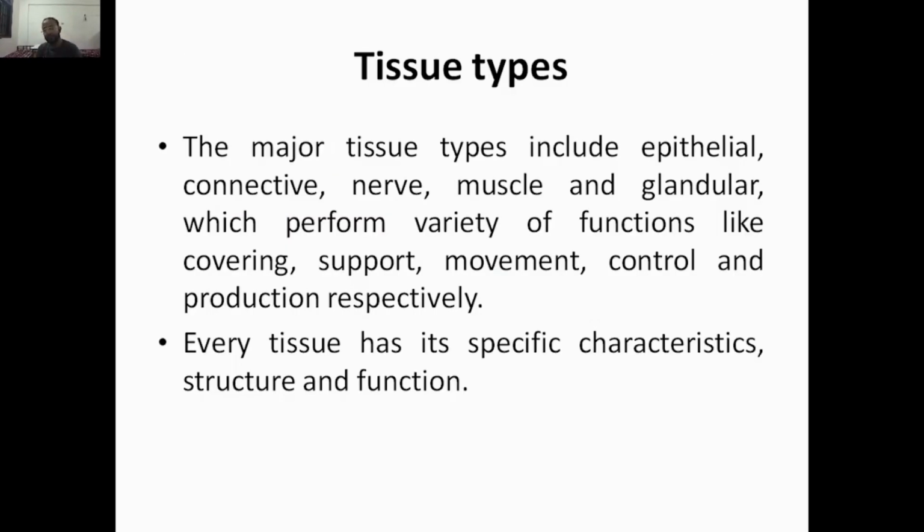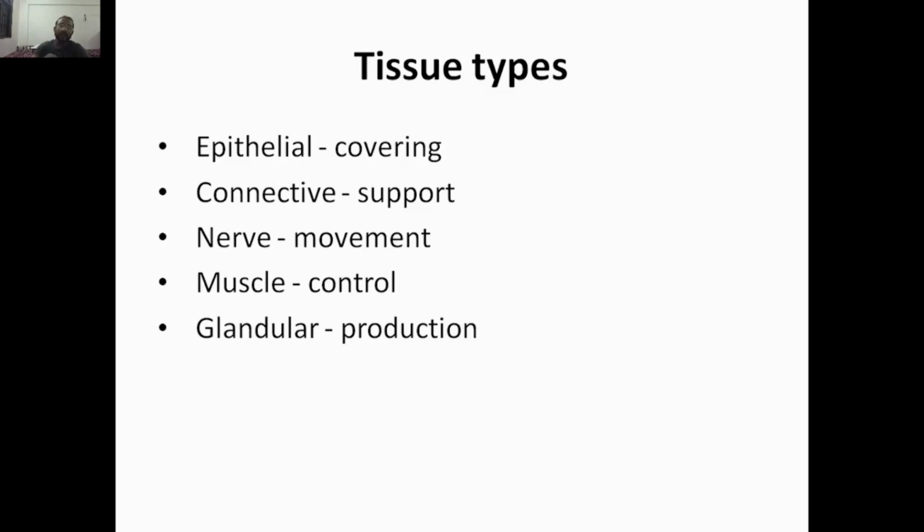Tissue types, that was about tissue components. The major tissue types include epithelial, connective, nerve, muscle, and glandular, which perform a variety of functions like covering, support, movement, control, and production respectively. Each tissue has its specific characteristics, structure, and function. Epithelial cells are helpful for covering, whereas connective cells are helpful for supporting neighboring cells and tissues, whereas nerve cells are helpful for movement and communication, whereas muscle tissues are helpful for controlling, whereas glandular tissue is helpful for production.